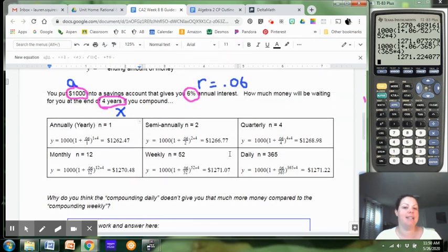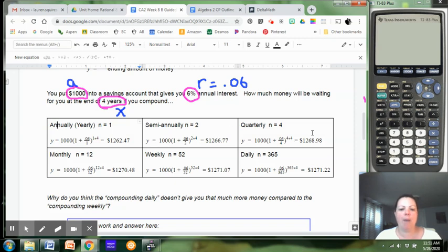Why do you think that is? Why do you think we end up with more money at the end of the year? And the question is, if I keep compounding it, let's say we compound it every second of every day, why won't I get an infinite amount of money? Why doesn't this go up by more? So the first, from annually to semi-annually, we went up by about $4.